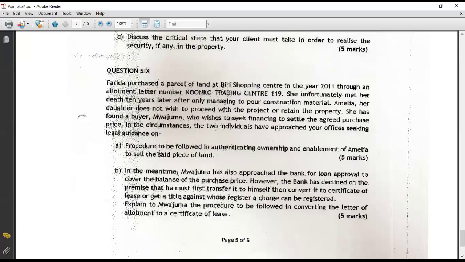So that is, you can say, in the procedure for authenticating, you must know whether this letter of allotment is still genuine, answering the enablement of Ameria to sell the said piece of land. Now you say that a letter of allotment does not confer ownership, and you quote the famous Supreme Court case, Torino. Is it Torino? You know it, eh?